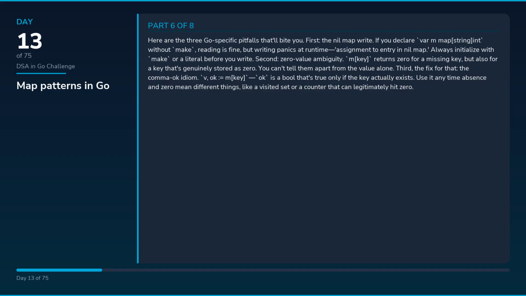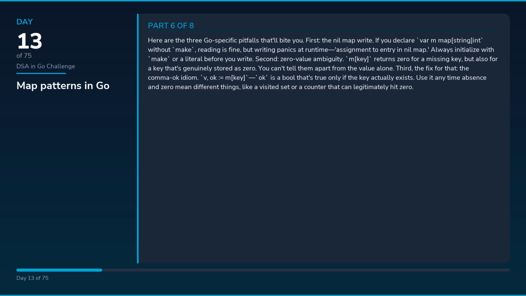Here are the 3 Go-specific pitfalls that'll bite you. First, the nil map write. If you declare var m map[string]int without make, reading is fine, but writing panics at runtime. Assignment to entry in nil map. Always initialize with make or a literal before you write.